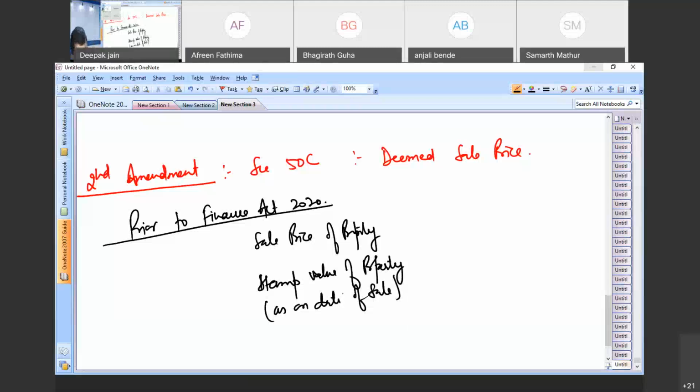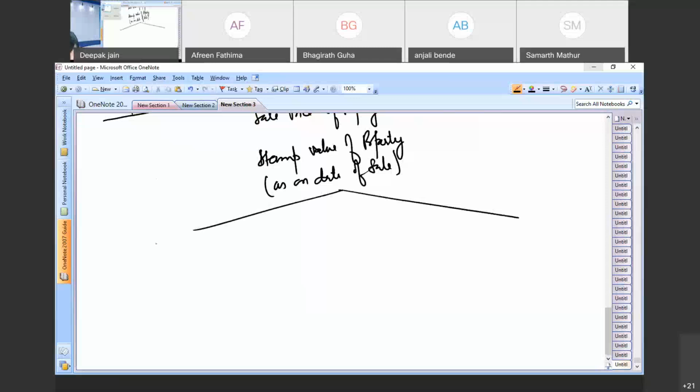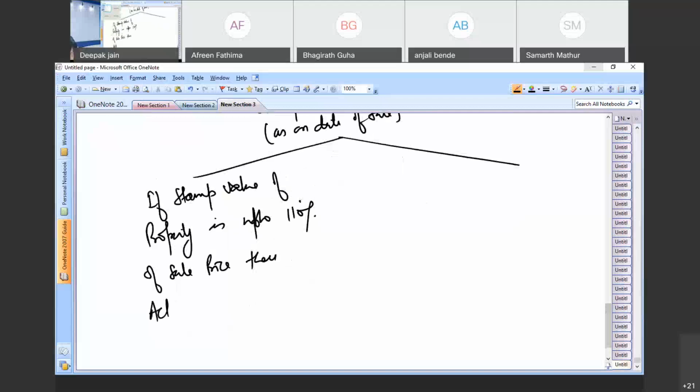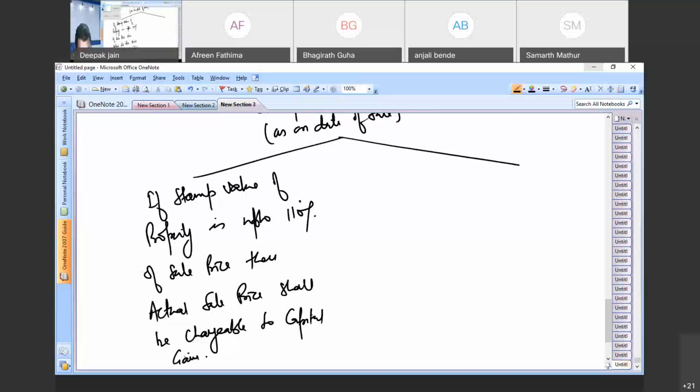Prior to Finance Act 2020, if stamp value of property is up to 110% of sale price, then the actual sale price shall be chargeable to capital gain. If stamp value of property is up to 110% of sale price, then actual sale price shall be chargeable to capital gain.